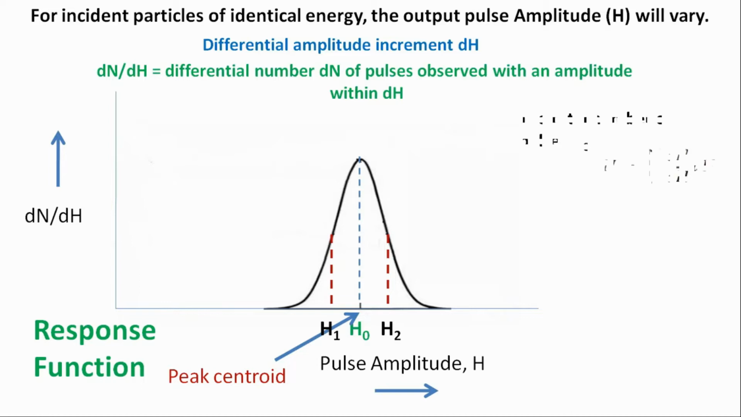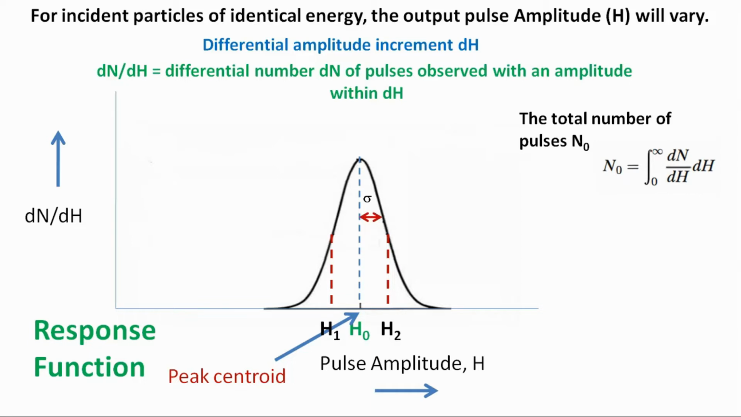So if the total number of pulses recorded is N0, these pulses will have different amplitudes even if the incident particles had identical energy, and the resulting distribution is Gaussian with standard deviation sigma about the peak centroid H0, which is the mean value. So what will be the full width at half maximum?